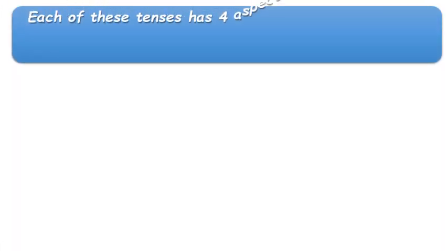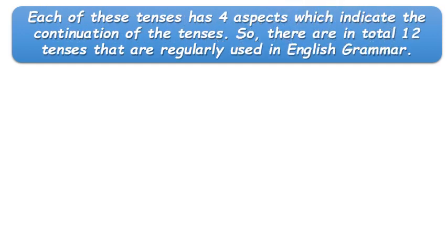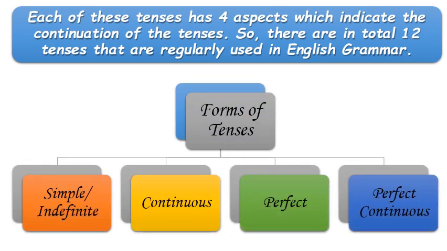Each of these tenses, that is present tense, past tense and future tense, has 4 aspects which indicate the continuation of the tenses. So there are in total 12 forms of tenses that are regularly used in English grammar. Those forms of tenses are simple or indefinite, continuous, perfect and perfect continuous.